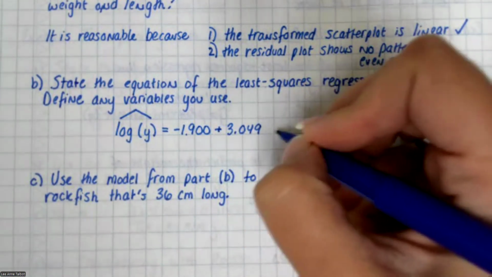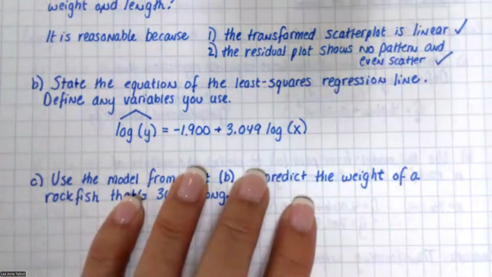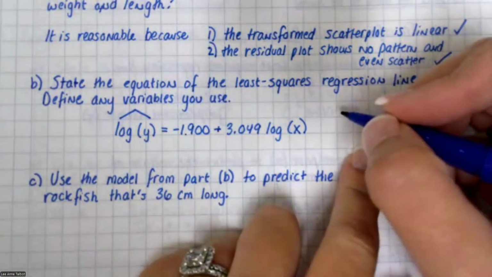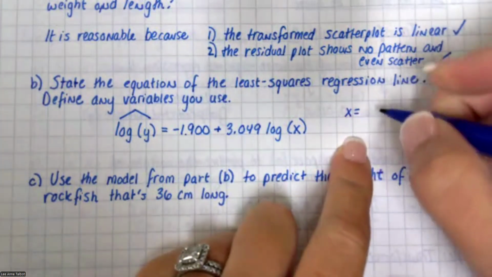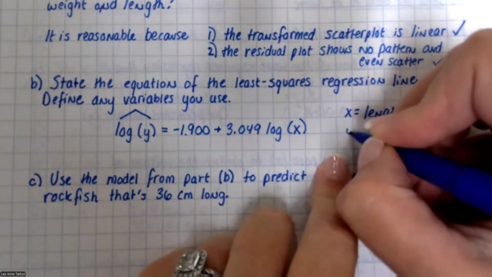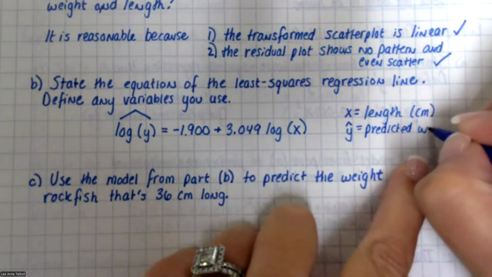And then do you notice how x is also logged? So you say log of x. Any questions about that? So you saw a log on y, and a log was on both x and y. Okay, and then we still need to define our variables. So x equals length in centimeters. y hat equals predicted weight in grams.